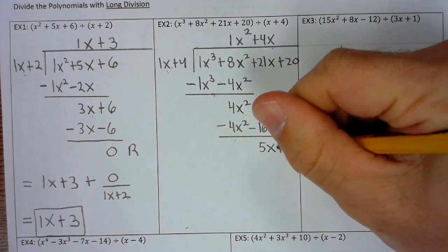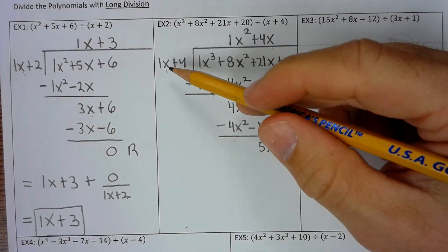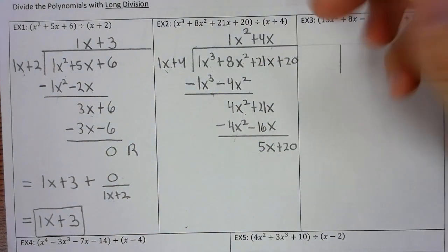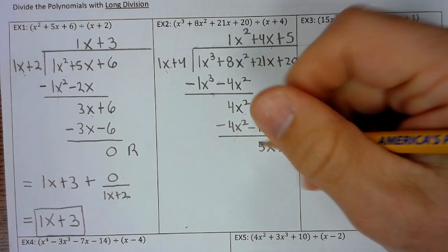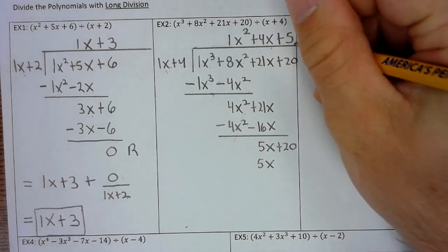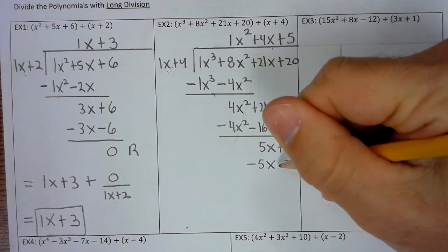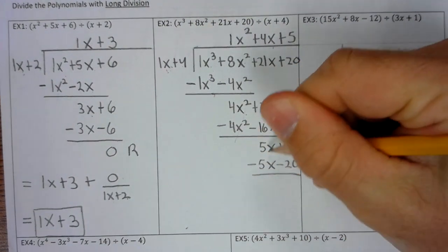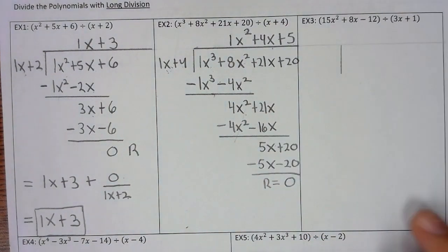Now we bring down the plus 20. And now we repeat. So 1x times 5 gives you 5x, so plus 5. And multiply 5 times 1x is 5x. Then 5 times 4 is 20. Next we subtract. This is 0, this is 0, so our remainder is 0.